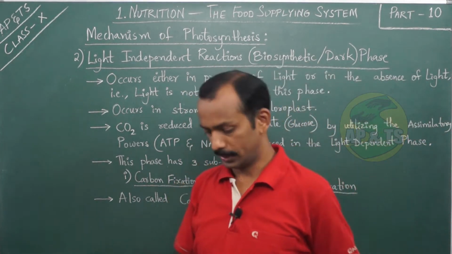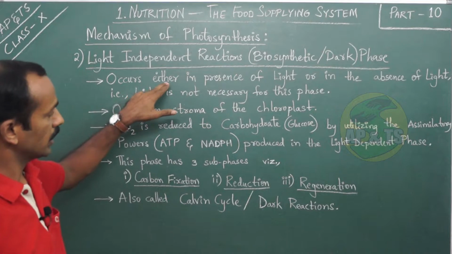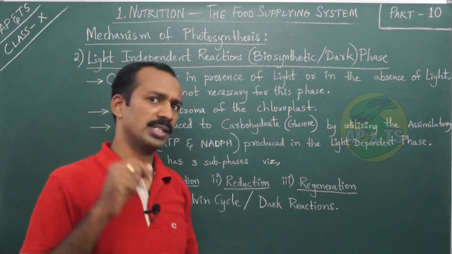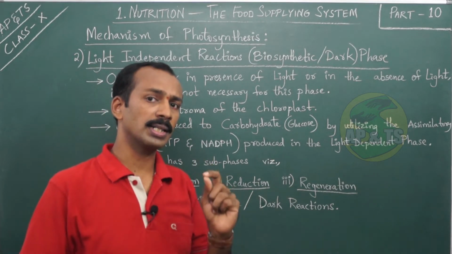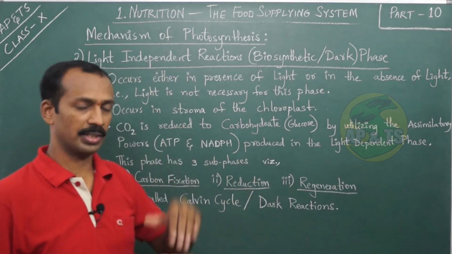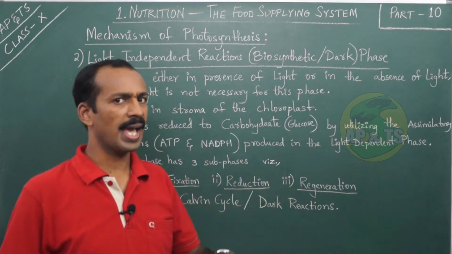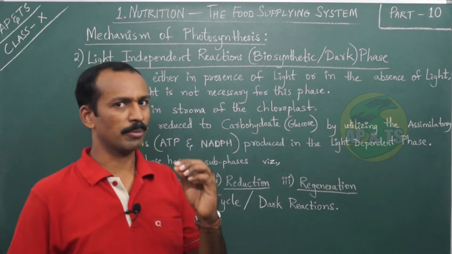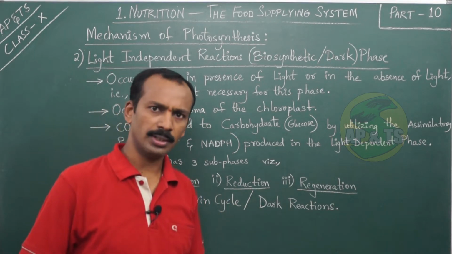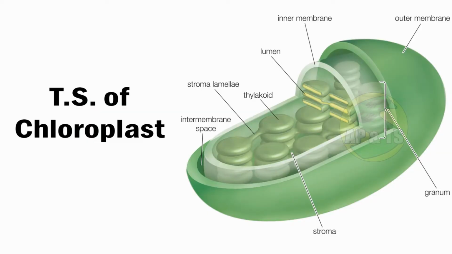Okay children? Right. Here you can see this stage occurs either in presence of light or in the absence of light. The first phase, what we discussed, that occurs in presence of sunlight. But this second phase, that is light independent reactions, either it can take place in presence of light or in the absence of light. What is the exact meaning? It means light is not necessary. Okay children? Right. Next, it occurs in stroma of the chloroplast.